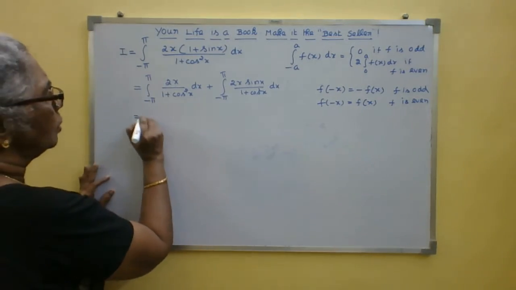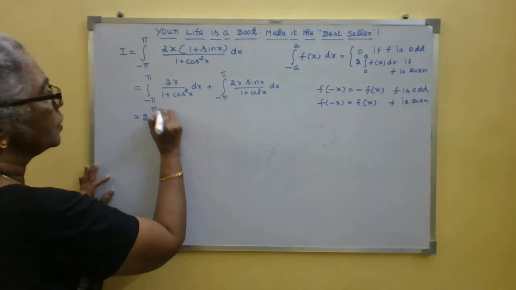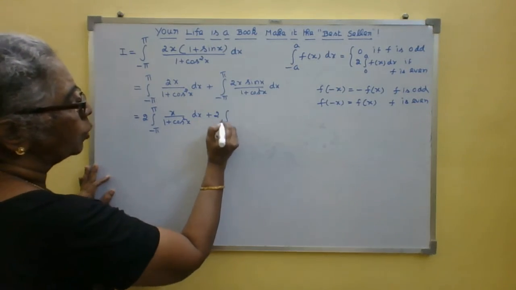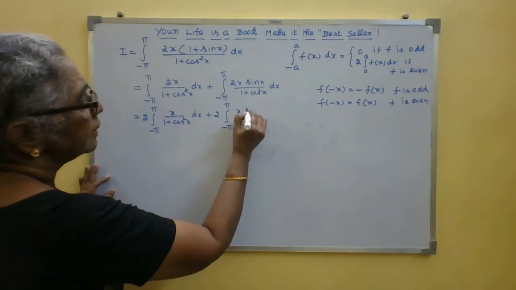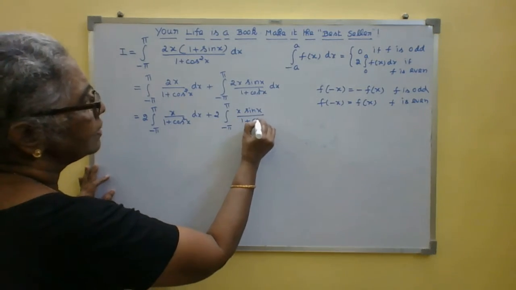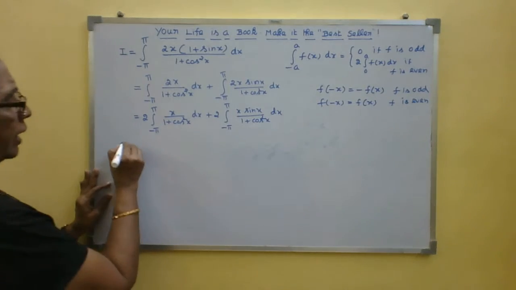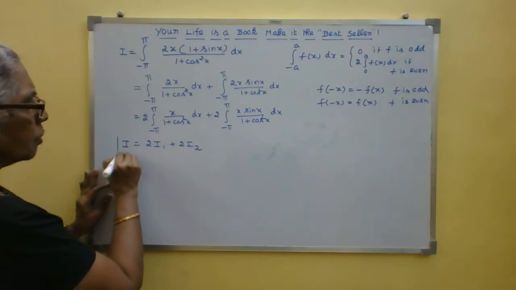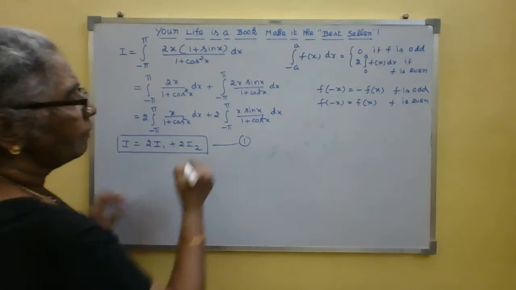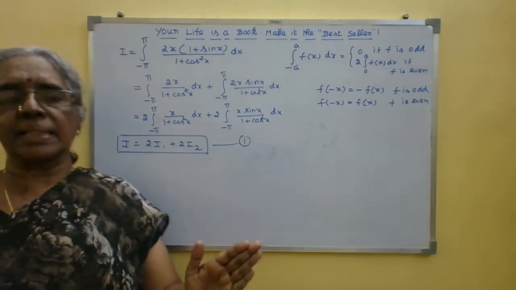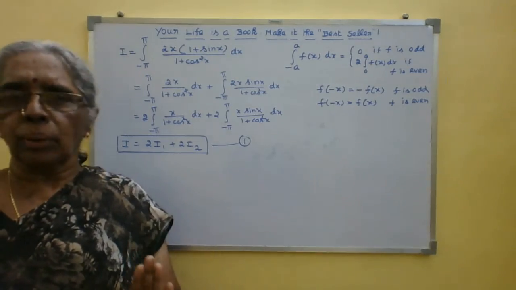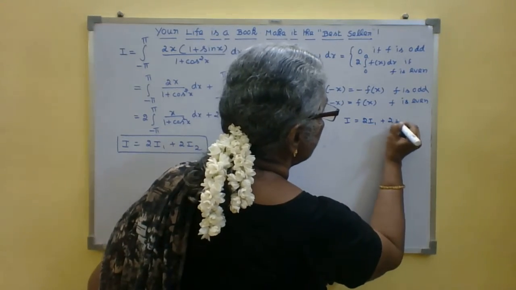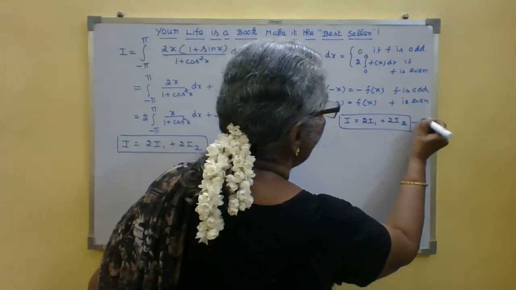Now the 2 can be taken out. So I will write 2 into integral from minus pi to pi of x by (1 plus cos squared x) dx. Here also I will take a 2 out: integral from minus pi to pi of x sin x by (1 plus cos squared x) dx. So now my I can be written as 2 I1 plus 2 I2. So this is the first step, which is my final step. So I have represented it as 2 I1 plus 2 I2. Let me write the 1 here for me to remember for the final step. So this is my 1 and I have marked it here.